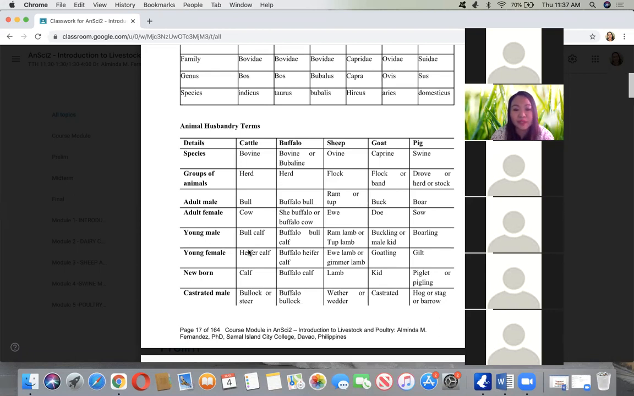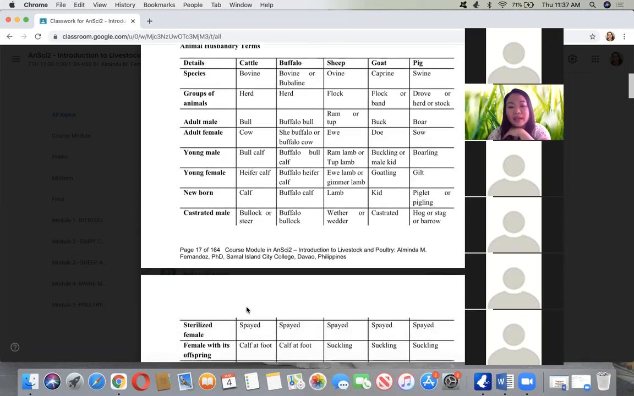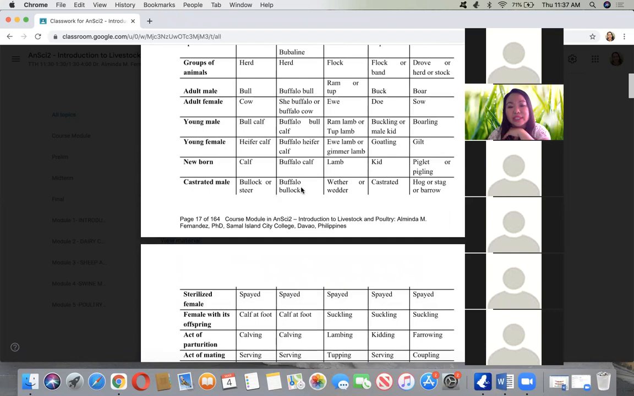The young male and female are bull calf and heifer calf, or buffalo bull calf and buffalo heifer calf. For sheep, ram lamb and ewe lamb. Buckling and goatling for goat, and boarling and gilt for pig. For newborns, there are also terms: calf, buffalo calf, lamb, kid, piglet or pigling. And the castrated male is bullock or steer, buffalo bullock, and wether.